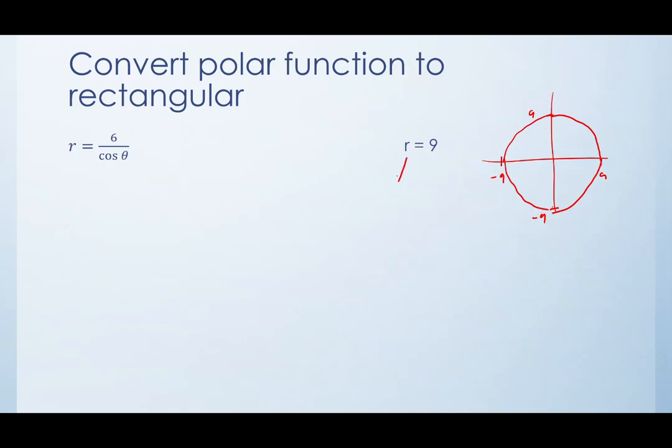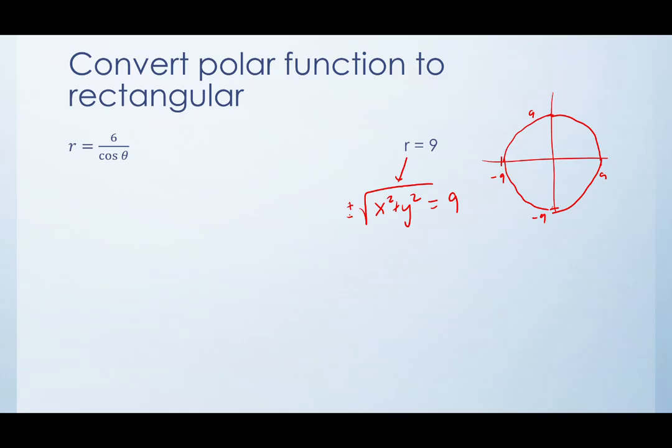And for converting, we can just say, hey, I know r squared is x squared plus y squared. So we can say r is the square root of x squared plus y squared. And the only thing here is that this technically really needs to be a plus or minus, right? That's what it is.